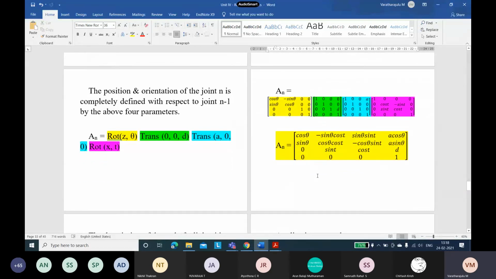Yes, see, this is what An is. That is, we have rotation, translation about D2 and translation about A2 and rotation about X2 and T2. This is the arrangement in the DH convention. We have rotation about Z by theta, translation 0, 0, D, translation A, 0, 0, and rotation about X by T. Therefore, we have Z and theta.